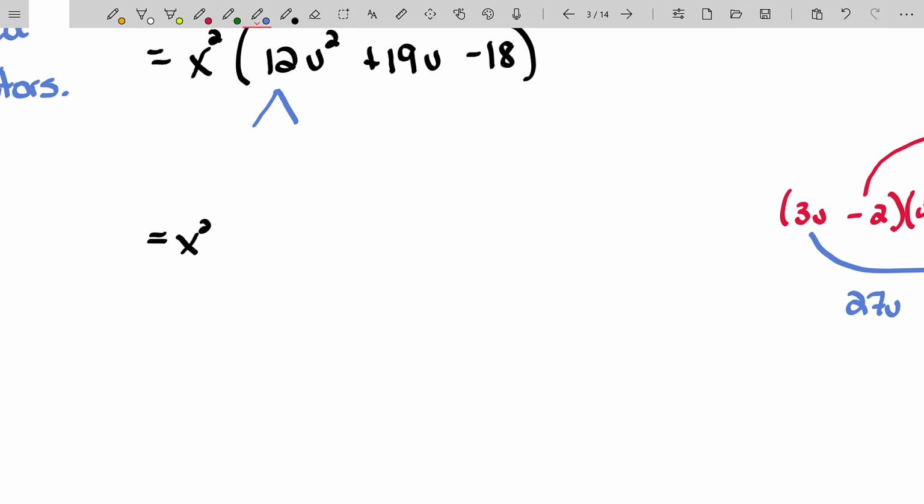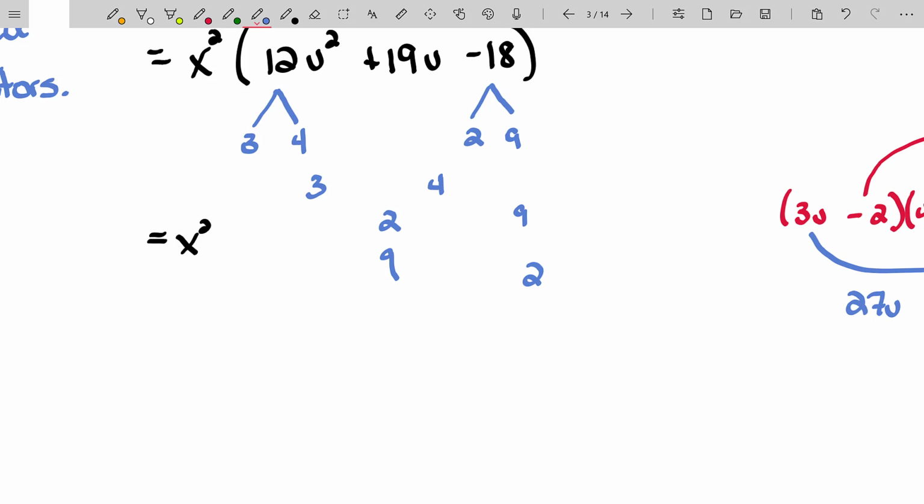I know 12 is going to split into either 3 and 4 or possibly 2 and 6, but I'm just going to write the 3 and 4. And I know 18 breaks into 1 and 18, 2 and 9, and 3 and 6. But again, I'll likely try 2 and 9. And then I just do this, 3 and 4. I look at, this is either a 2 and a 9 or a 9 and a 2.